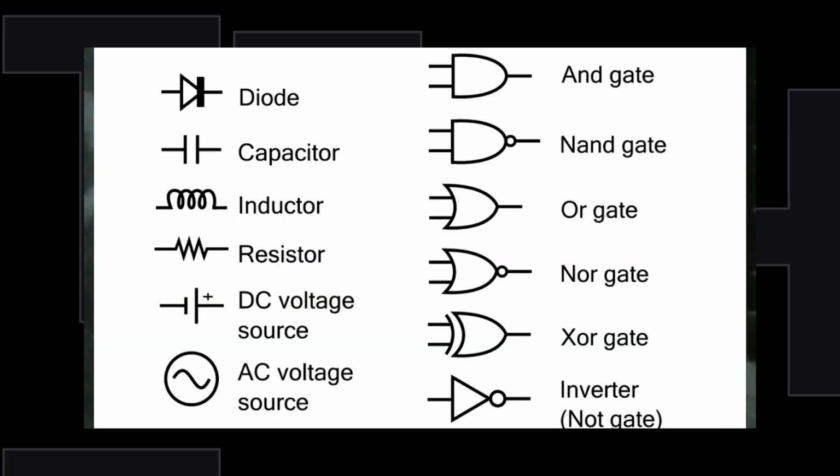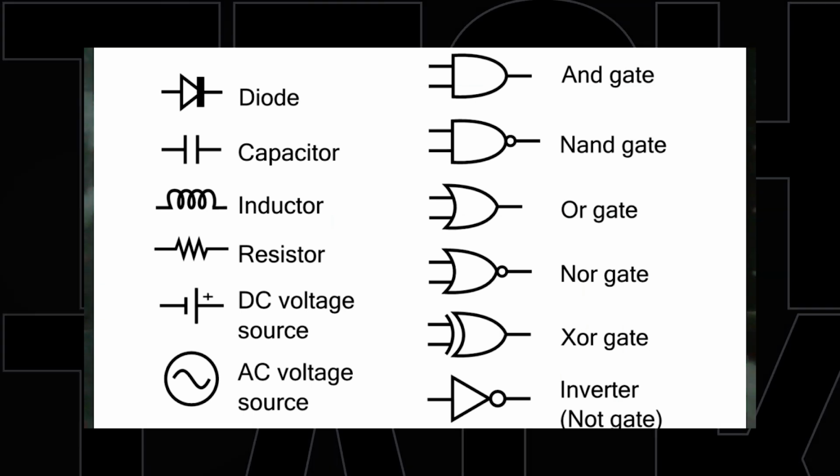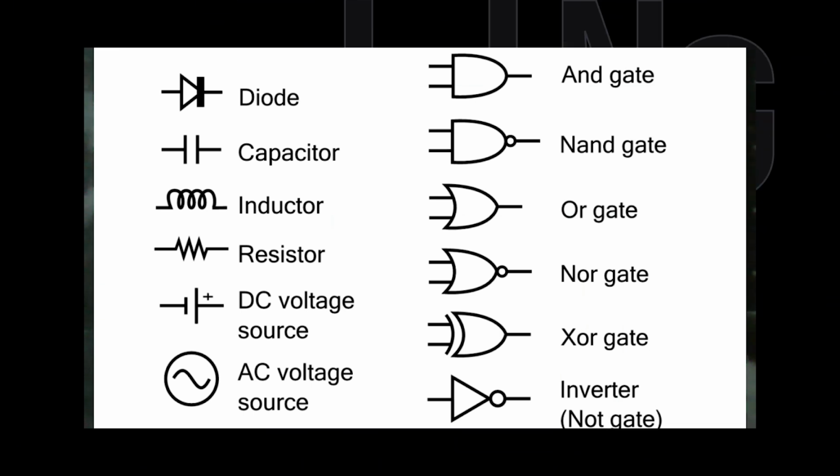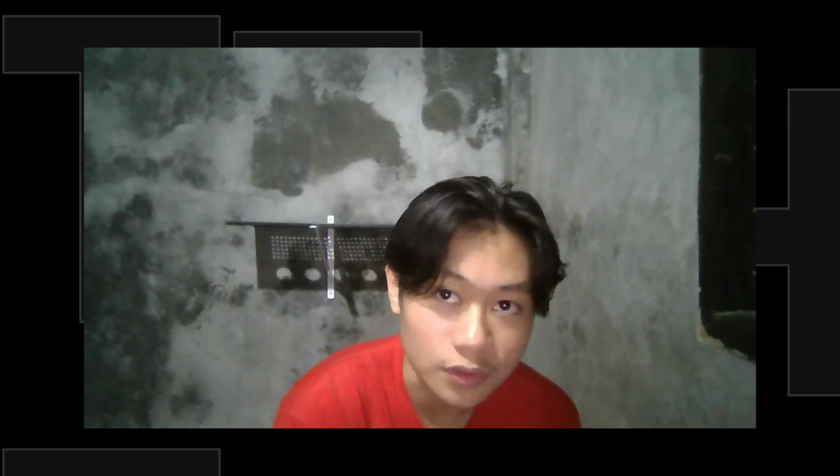The next one is the inductor. You can see that it's coiling, or it looks like a spring in the circuit diagrams. The resistor is a very sharp zigzagging symbol. Resistors usually obstruct the constant flow of the current.